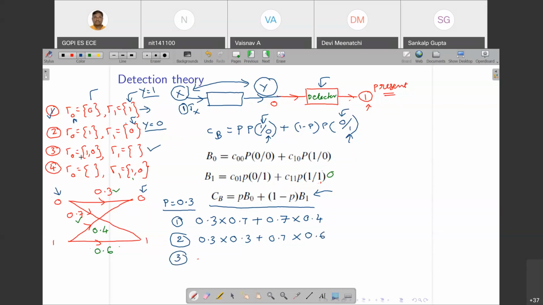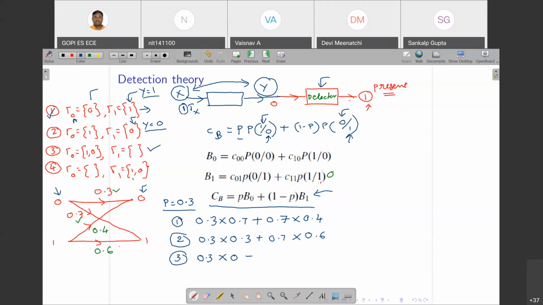The third case is, again, coming back to this expression. As far as this P is considered, we have here 0.3 as it is, fine. But when it comes to this probability of 1 given 0, we have to look for when the detector says 1, for what values of y it says 1. In that case, it is basically null. The detector never says 1. That is the meaning of it. So this probability is basically becoming 0 in this case.